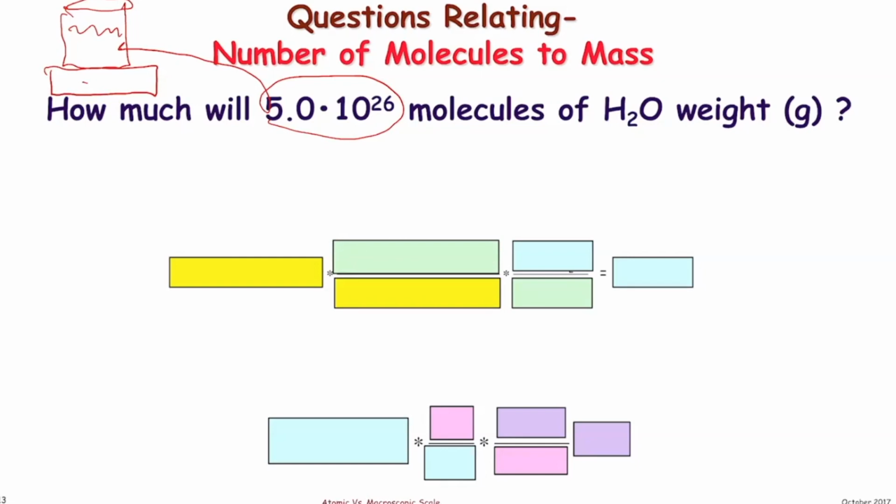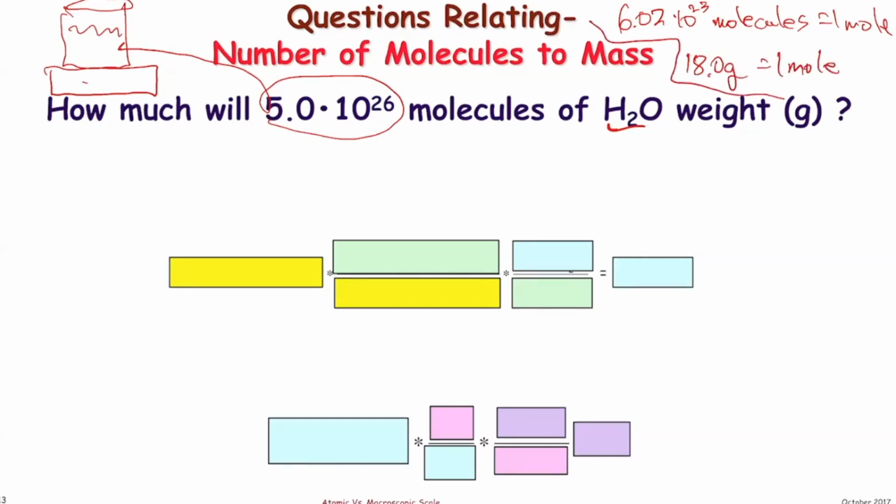The first thing that you need to remember is Avogadro's number, 6.02 times 10 to the 23rd molecules equals 1 mole. You need to remember that. Then you're dealing with water. What is the molar mass of water? Water has 2 hydrogens and 1 oxygen. That's 18.0 grams equals 1 mole. These are the 2 conversion factors that I need to solve this problem.